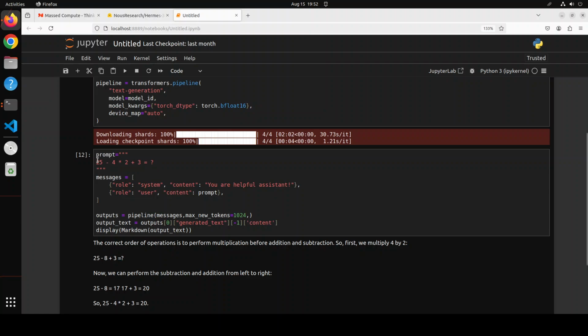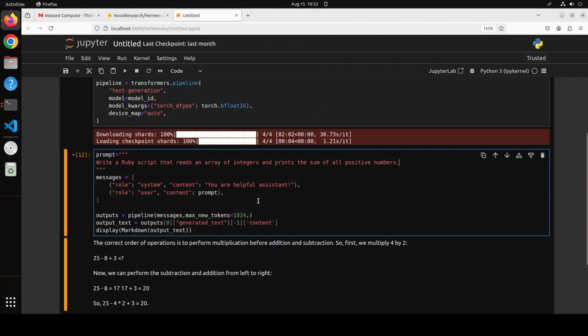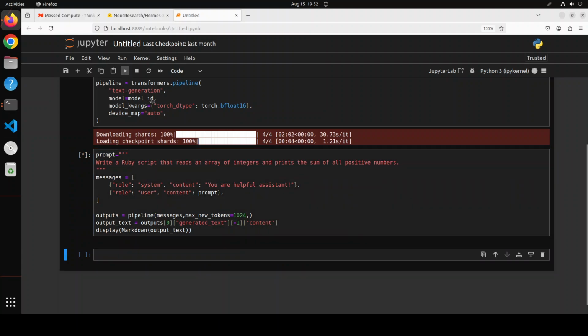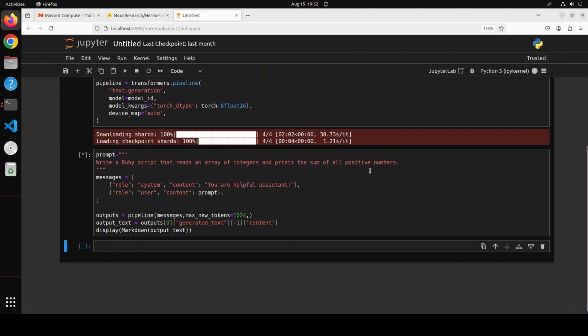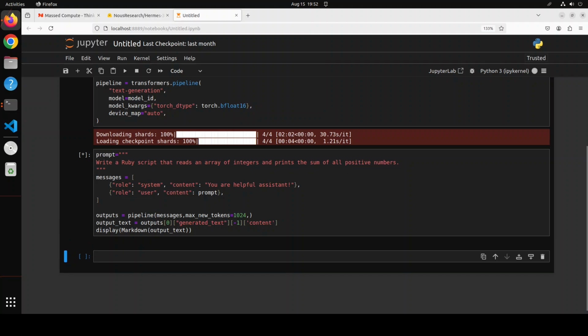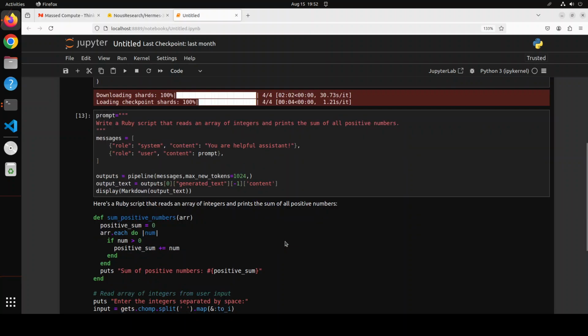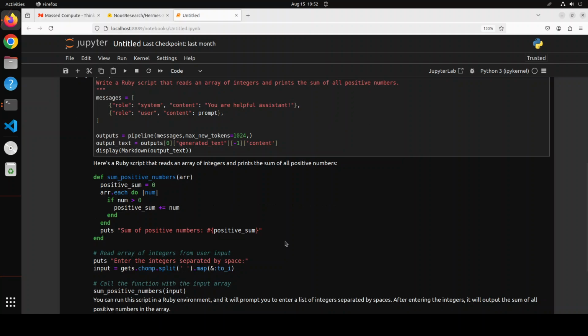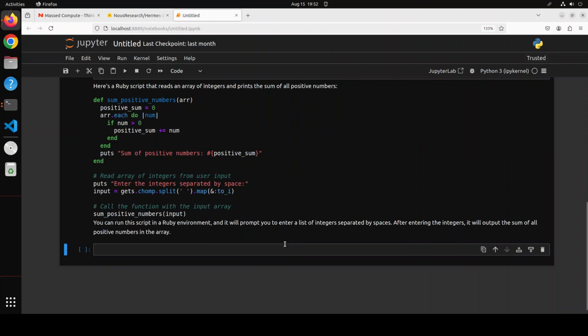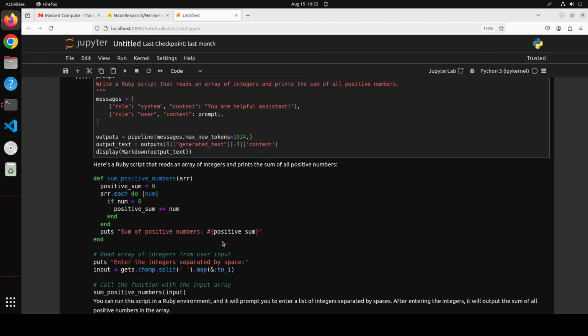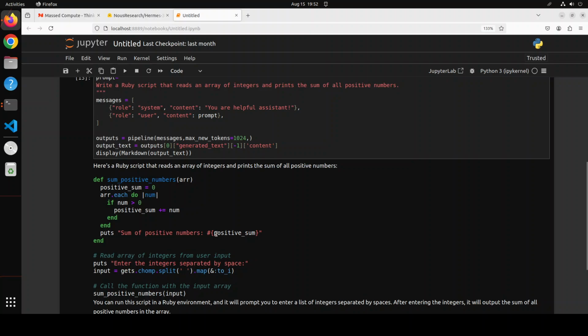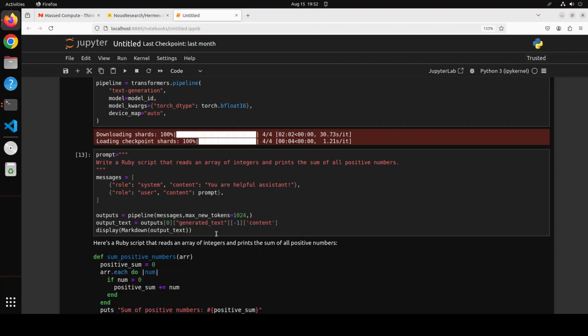Next up, let's check out the coding capabilities. I'm just going to ask it to write a Ruby script that reads an array of integers and prints the sum of all positive numbers. There you go. So it's a perfectly written Ruby script. And then towards the end, it is giving us the synopsis of the script too. Awesome stuff. So coding seems really good. And this is what we have found with Hermes models before, that coding is always paramount. And by the way, this is the full model. It is not the quantized one which I'm showing you on the screen.